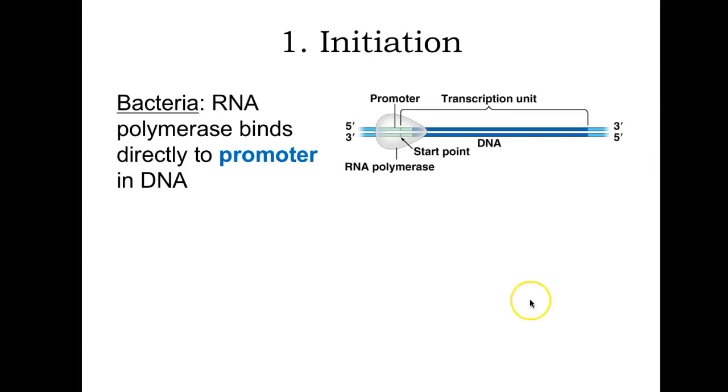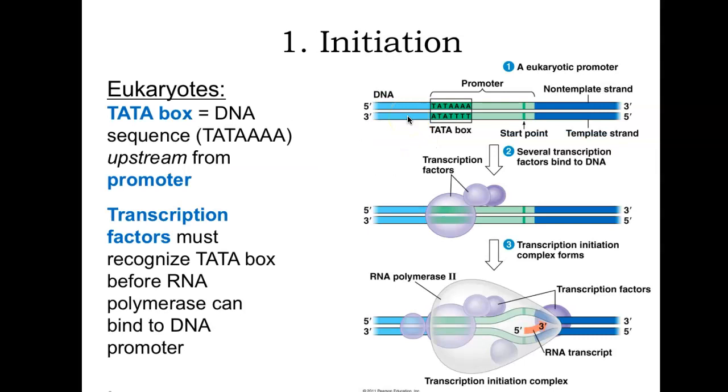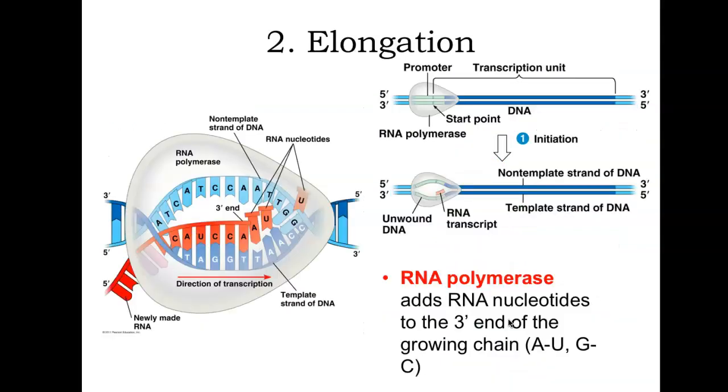So in bacteria, it's going to bind to a promoter. In eukaryotes, it's a little bit more complicated, of course, because we have more DNA. Things have to be more tightly regulated. There's a TATA box, transcription factors, then RNA polymerase can bind. All right, in both prokaryotes and eukaryotes, you then have elongation.